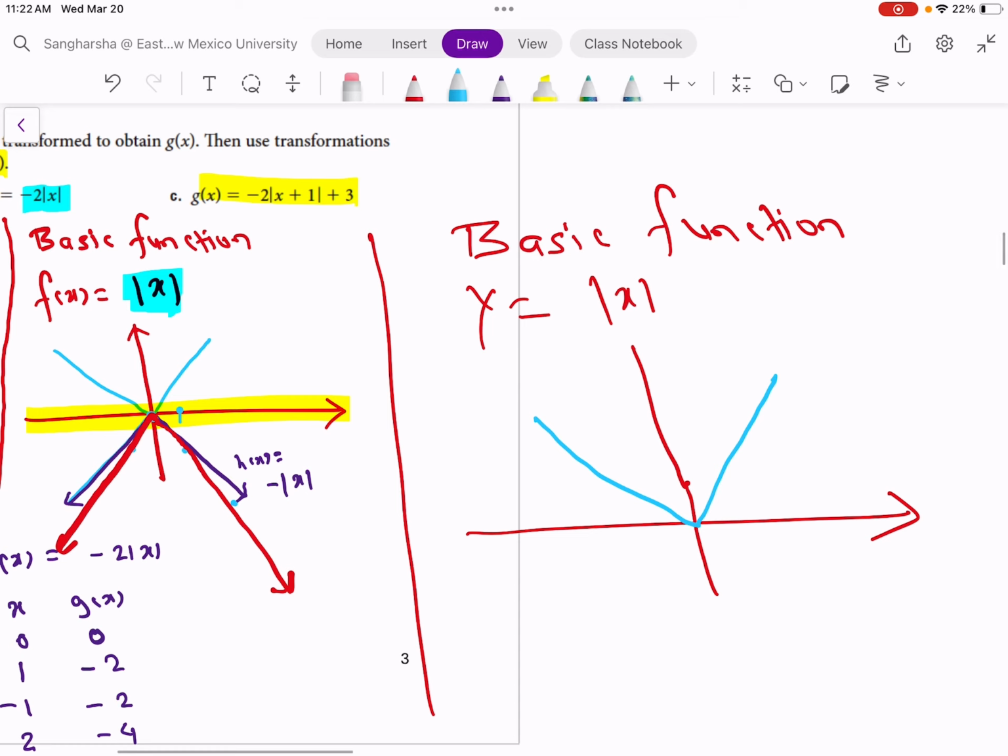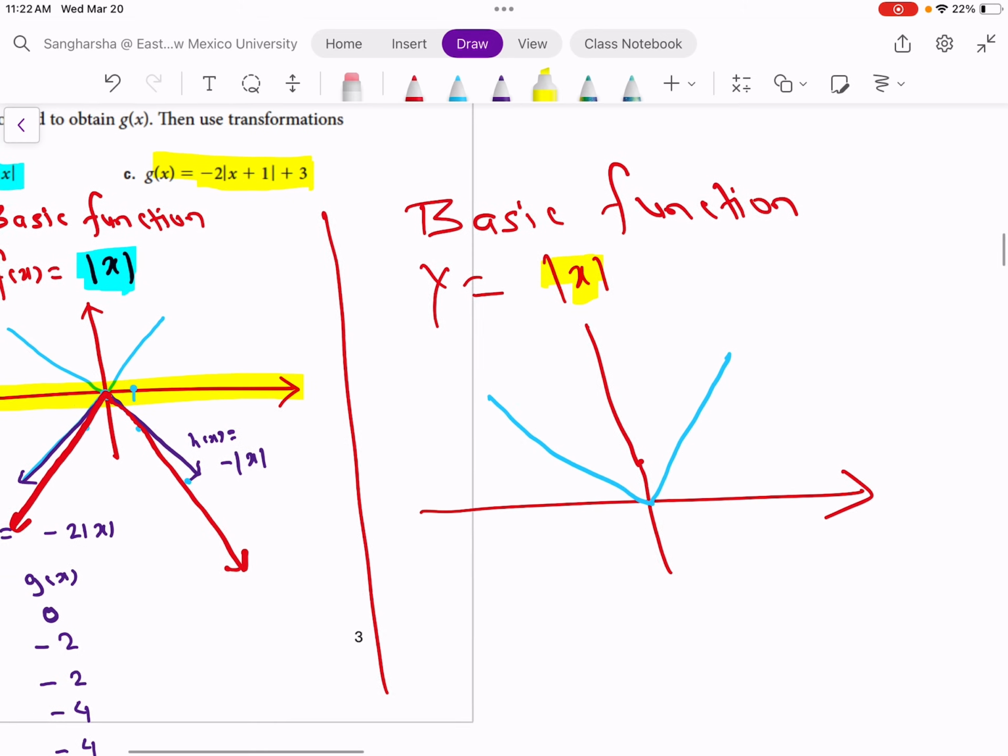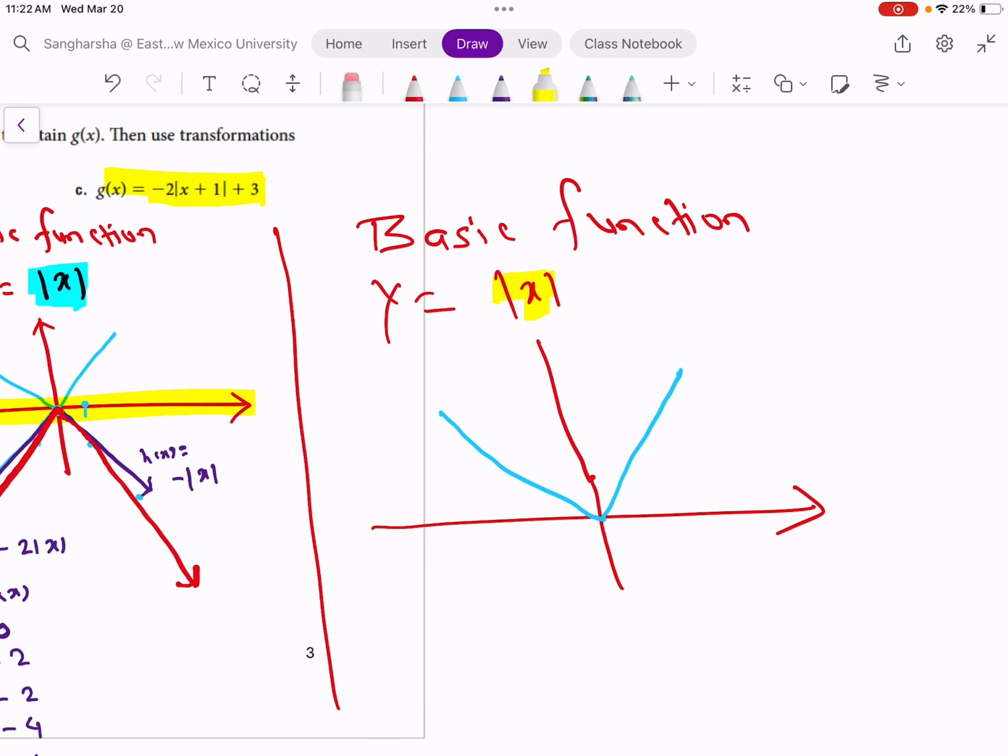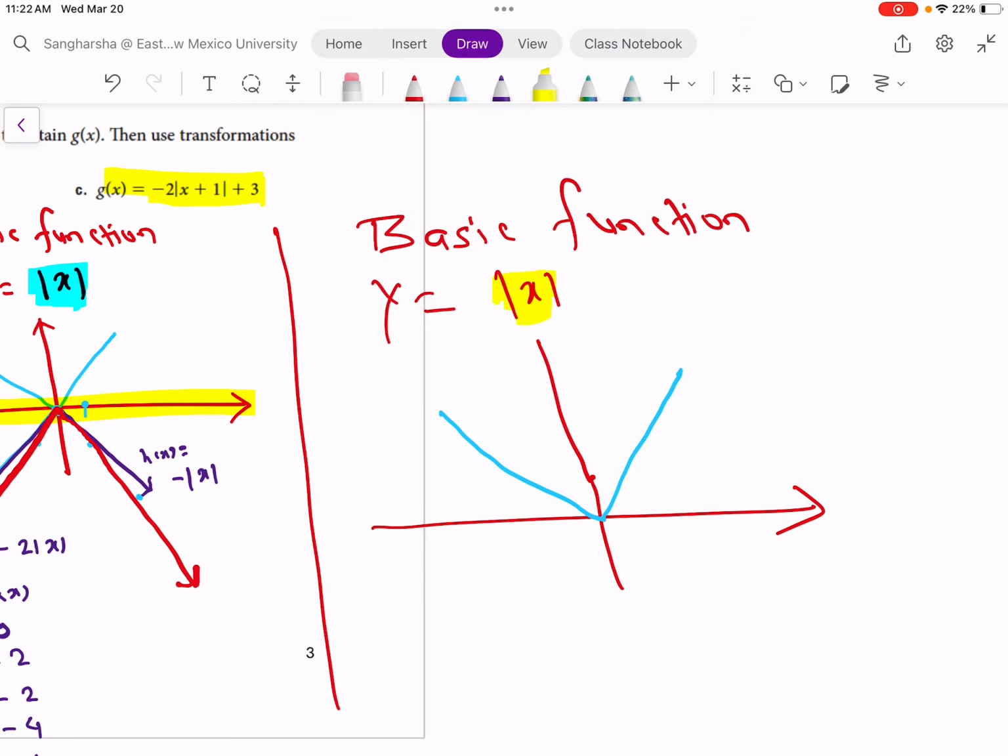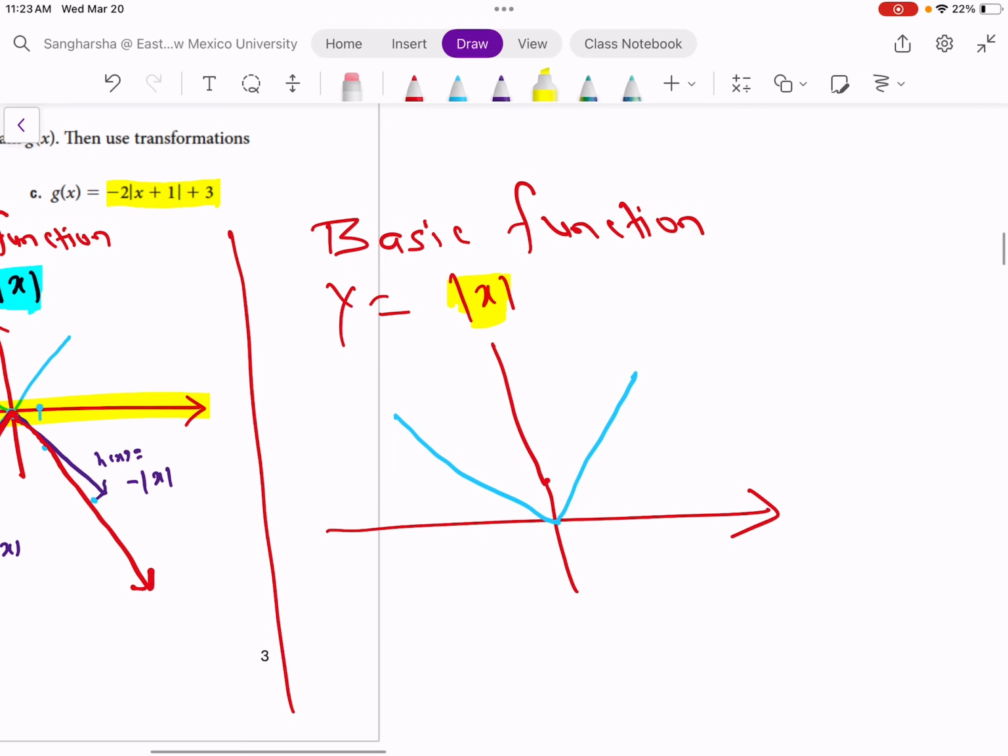Now from this basic function, we need to get negative 2 times absolute value of x plus 1, plus 3. So what do we need to do here? We only have absolute value of x, and from this we have to make negative 2 times absolute value of x plus 1, plus 3. We are allowed to add a number, subtract a number, replace, or multiply by a negative or positive number.